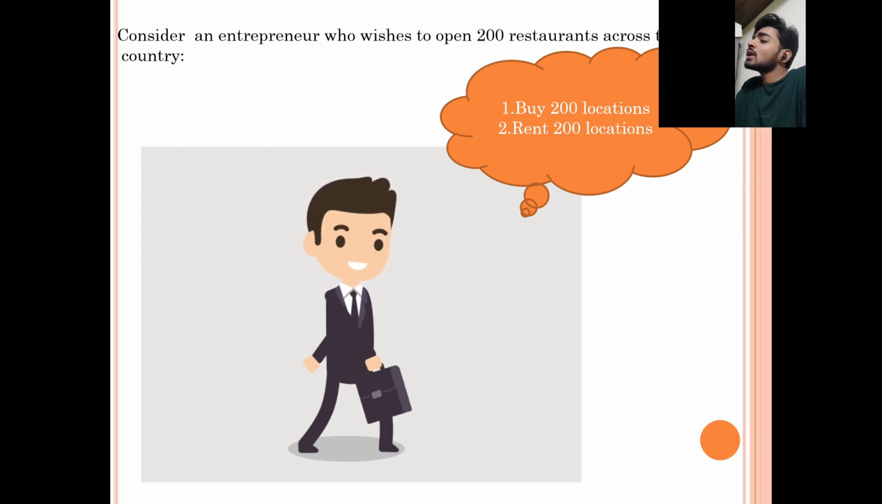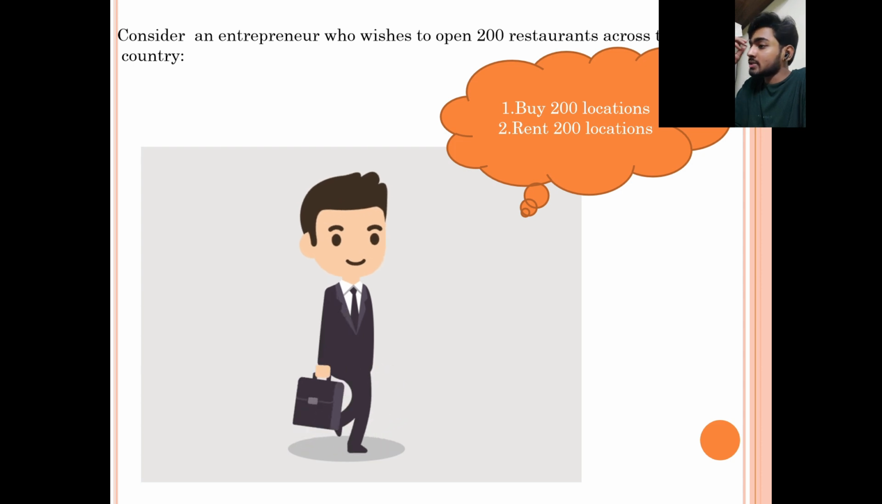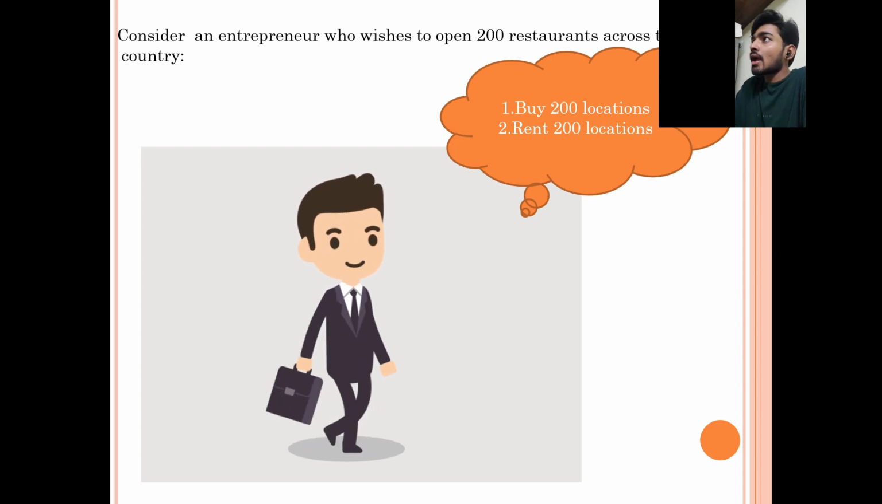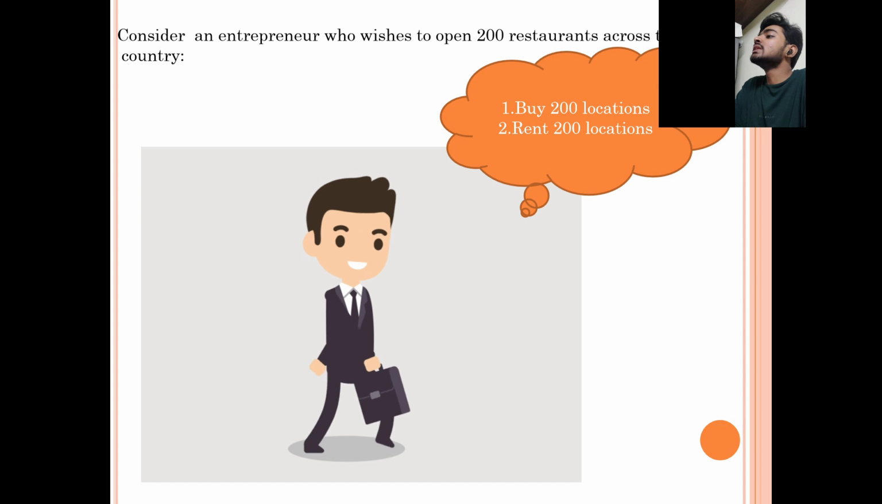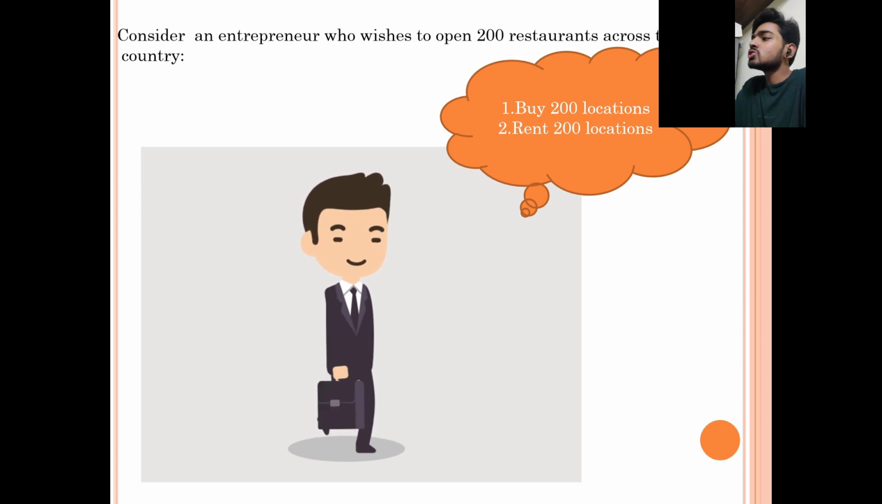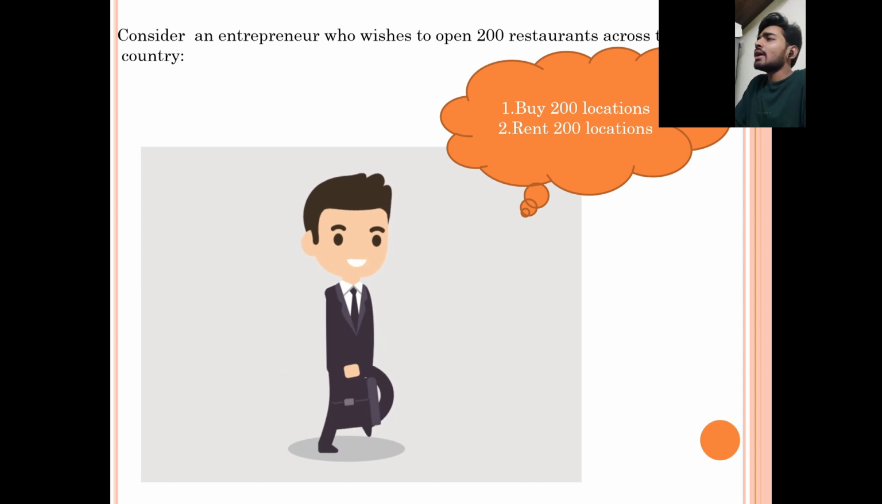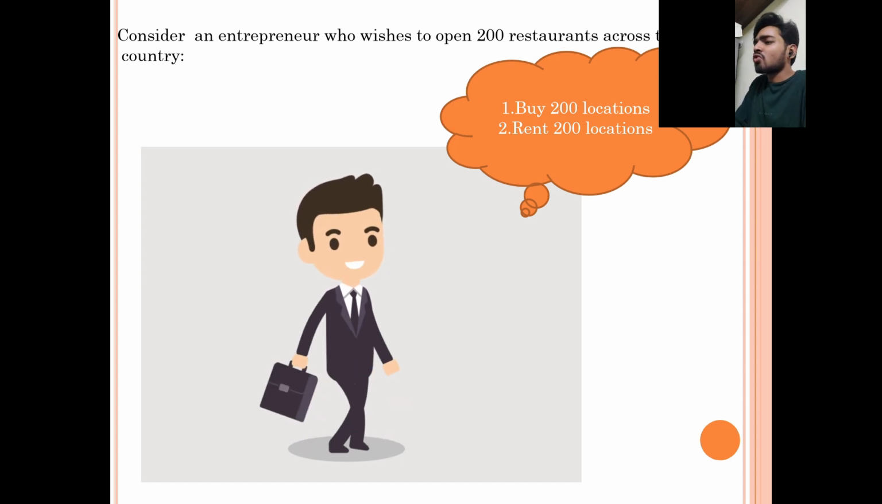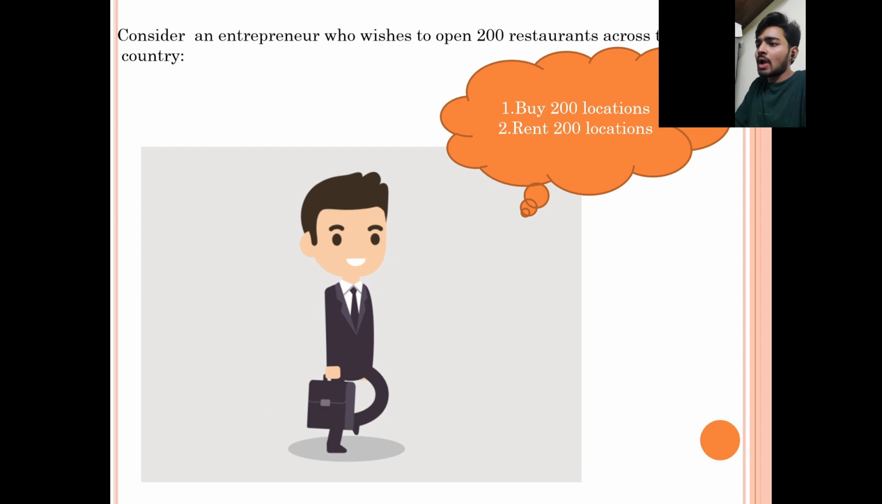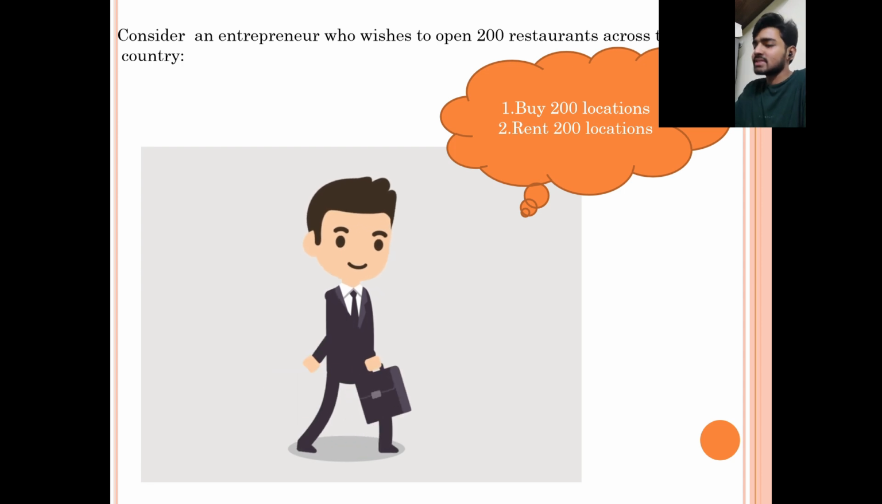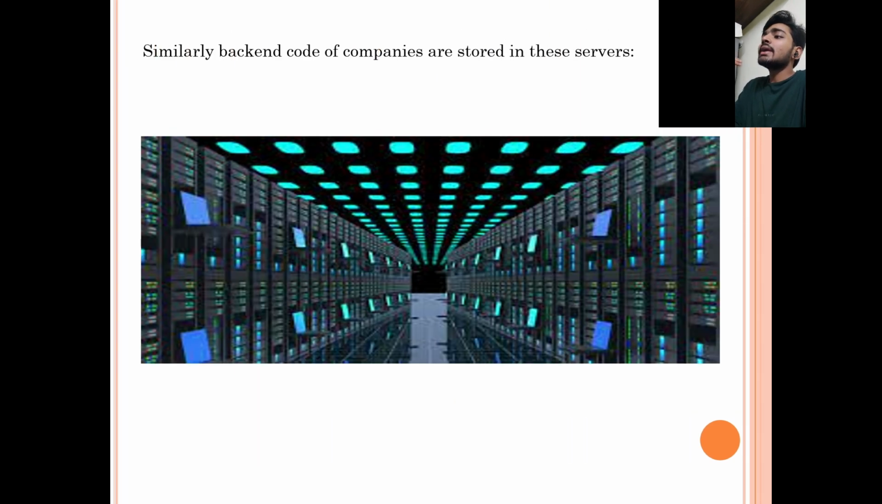Basically, if we want to buy 200 locations, then it may take around 200 crores as his initial investment, which is too high. If he rents, it might cost around 20 to 40 lakhs, which is very low considering he's just starting out his business. So here renting 200 locations would be the better option compared to buying 200 locations.